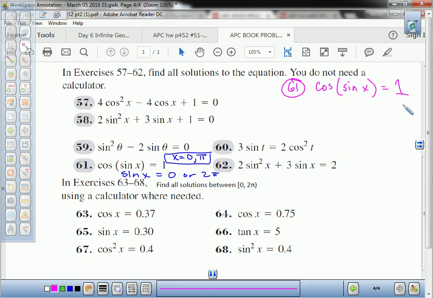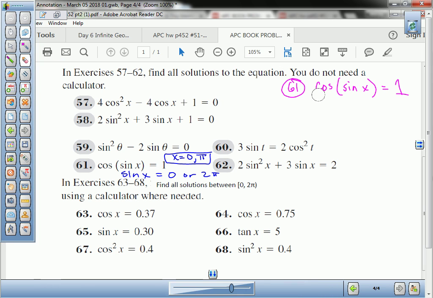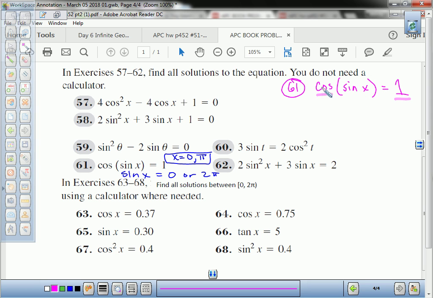All right, now, so our identities and things kind of didn't help us out here. I can't multiply because this is not cosine of x times sine of x. It's not a multiplication problem. But what I have to look at is this. Where is cosine equal to 1? At 0 and 2 pi. Okay? So this in here, if it were cosine of 0, it would equal 1, right? So what I do is I set sine of x equal to 0. Or if it were cosine of 2 pi, it would work. So I set sine of x equal to 2 pi.